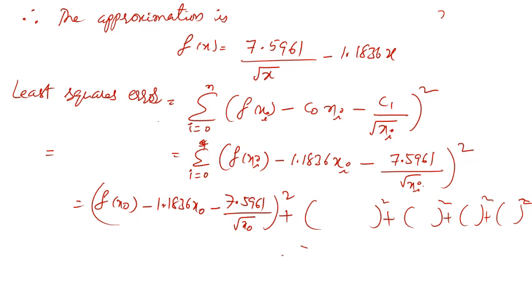In the data, what is the data? X versus f is given, x0, x1 up to x4 and corresponding f0, f1 up to f4. The values are given in the table. After simplification, you will get the error as 1.6887. This is one model.